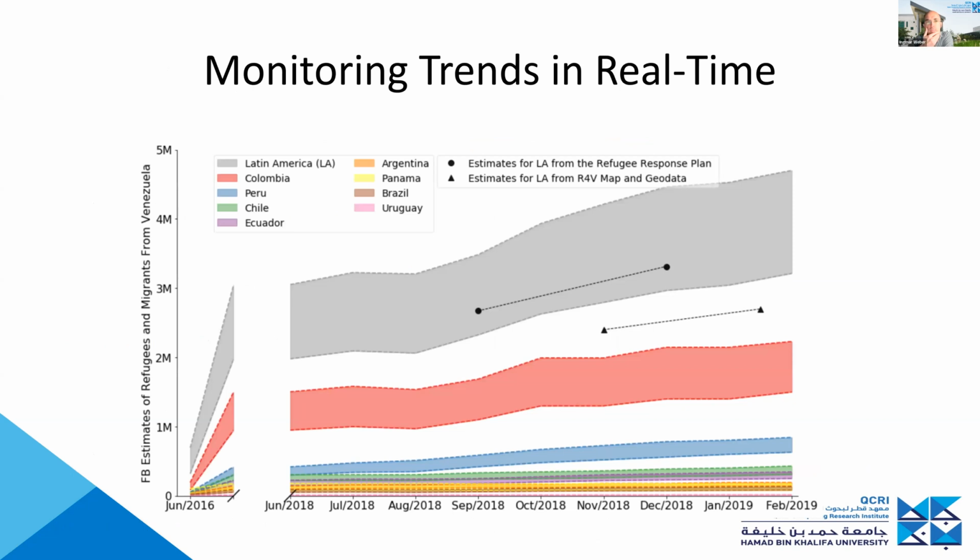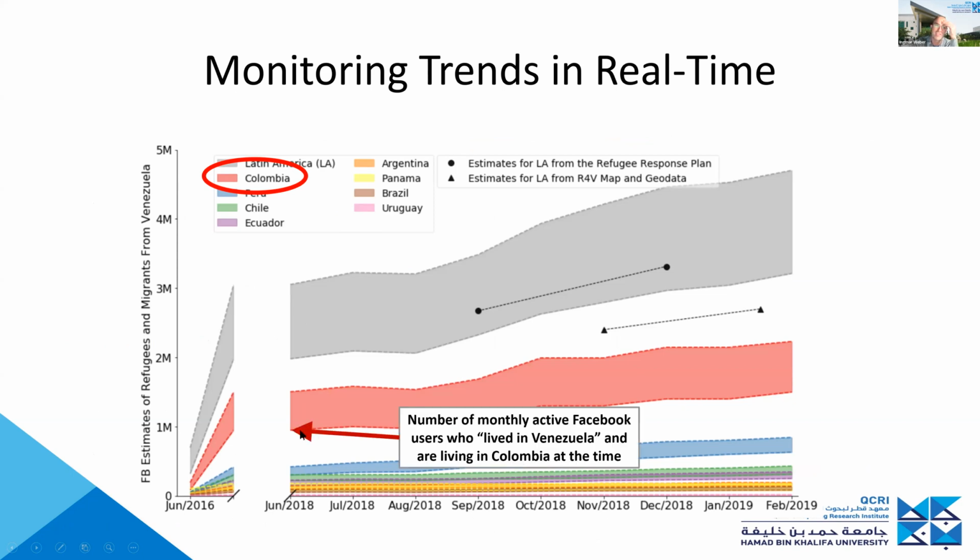So what we did in this context, again, we looked at this Facebook data: how many people, let's say, who used to live in Venezuela are living in Colombia. Let me go a bit slower and try to spell this out. Let's look at only data for the host country of Colombia. The origin country is always Venezuela, but here the host country is Colombia. And let's look at this data point here.